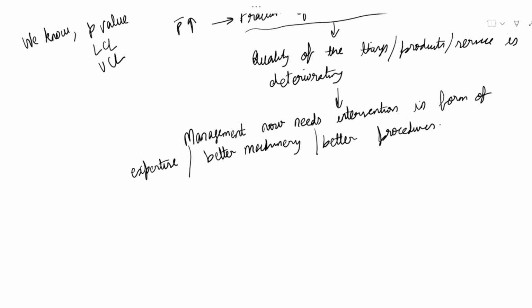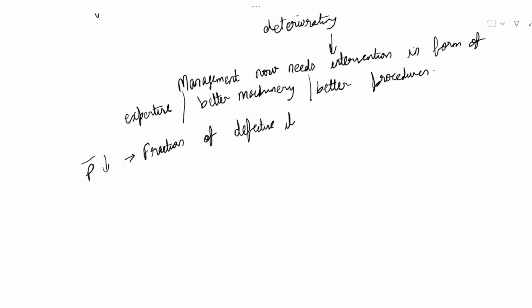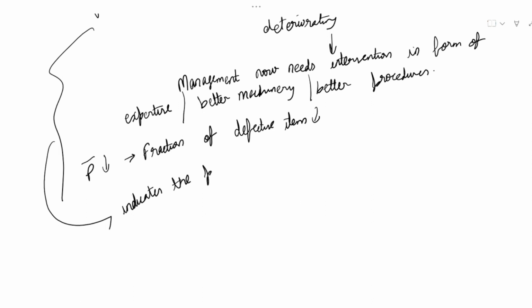So when the average p bar value is high, that is one case, and when it is reduced, it indicates that the fraction of defective items is decreasing. So when the p bar value is reduced, this means the fraction of defective items is decreasing. Now that is one inference, and all this indicates the process capability.